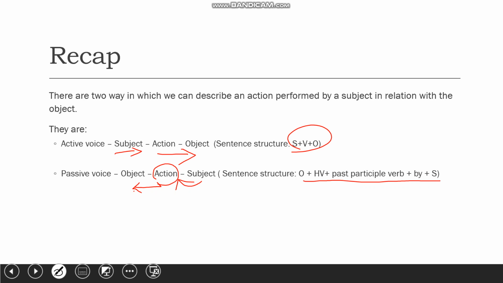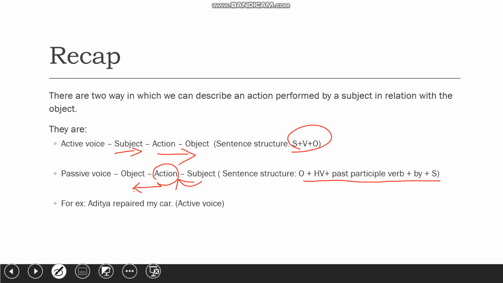We have two reasons why we use passive voice. First reason would be if you want to give less importance to the subject and focus more on the action and the receiver of the action. That is when you use passive voice. You also will use passive voice when you're not aware of the subject. When there is no subject also, we can use passive voice. Clear?